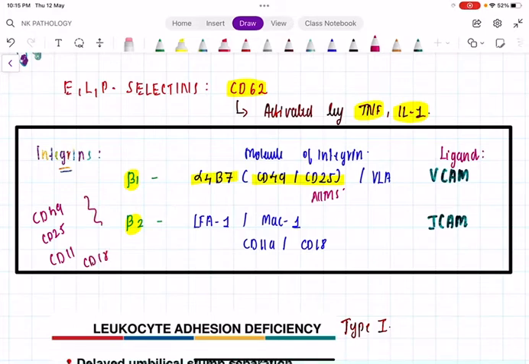So these are the markers of integrins. Beta 1 is mainly VCAM as the ligand, and beta 2's ligand is ICAM. For beta 2, remember the CD marker. If you don't remember LFA and MAC1, no problem. The CD marker is important: CD11A or CD18, CD49, CD25, CD11 and CD18. So they are the markers of integrins. I am highlighting it again.